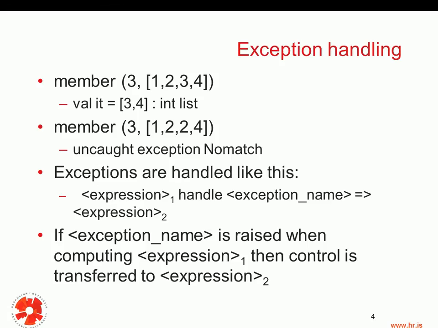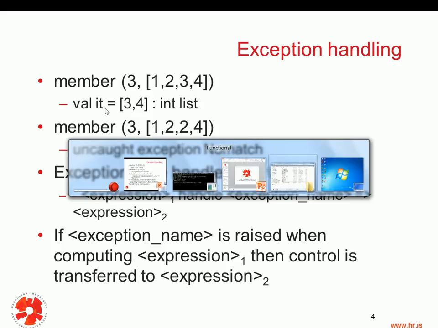How do we handle exceptions? We can use the following syntax. If we compute an expression, then we can use the keyword handle and the name of the exception. And then after the arrow, or equal sign arrow, we have the code that handles the exception. So if an exception name is raised when computing expression 1, then control is transferred to expression 2.